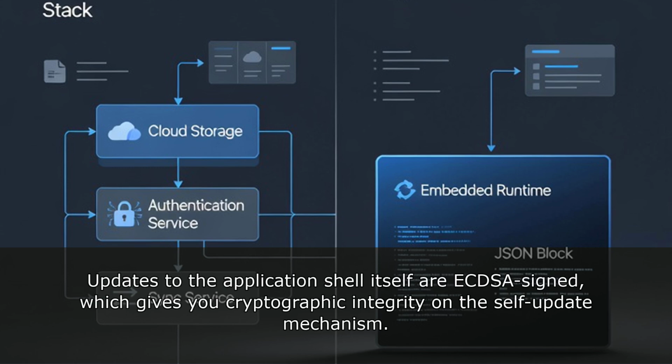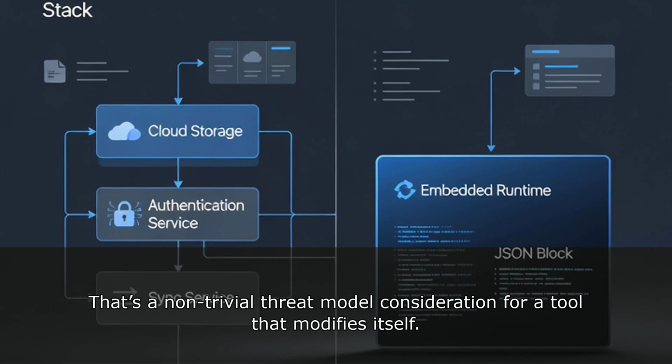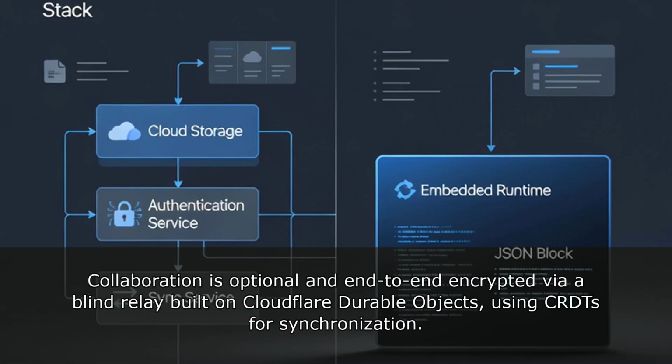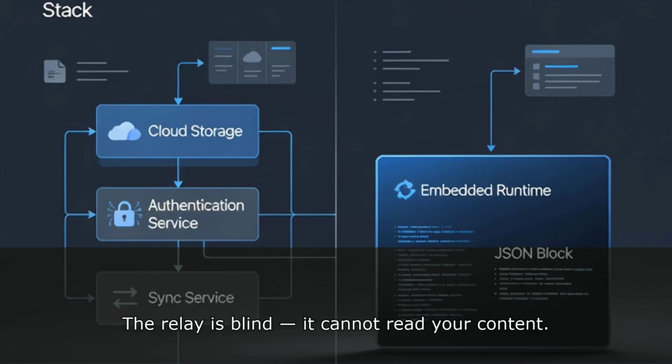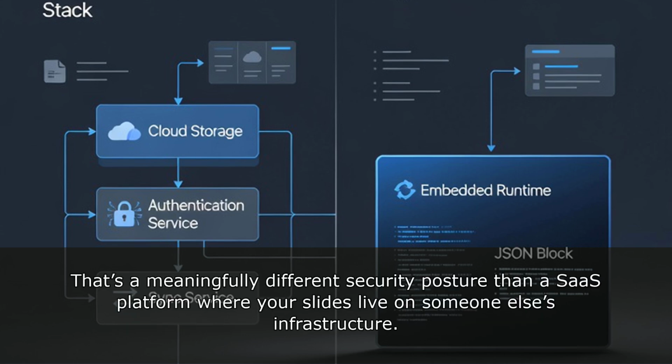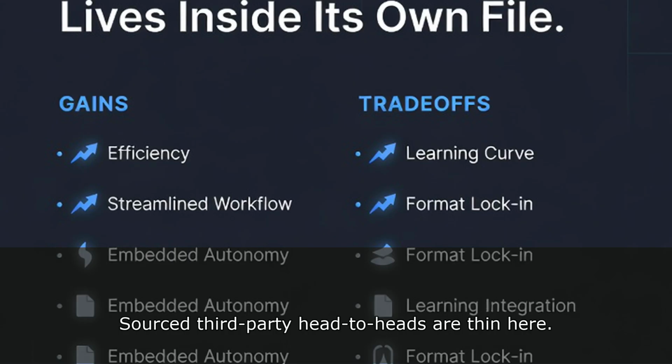Updates to the application shell itself are ECDSA signed, which gives you cryptographic integrity on the self-update mechanism. That's a non-trivial threat model consideration for a tool that modifies itself. Collaboration is optional and end-to-end encrypted via a blind relay built on Cloudflare Durable Objects, using CRDTs for synchronization. The encryption keys live inside the file. The relay is blind. It cannot read your content. That's a meaningfully different security posture than a SaaS platform, where your slides live on someone else's infrastructure.